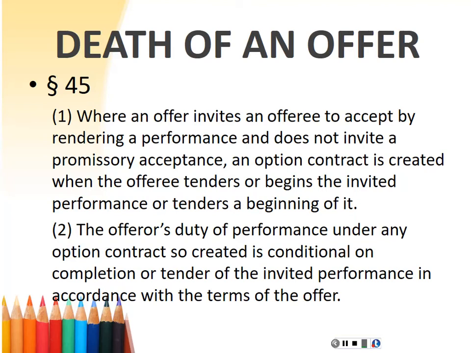Acceptance requires full performance. We don't have full performance. Section 45 tries to lessen the harshness of that determination. Section 45 says when you have a unilateral contract, an option contract is created when the offeree tenders or begins the invited performance. So under Section 45, the idea here is that Simon, the painter, is the beneficiary of an implied option contract when he is painting the walls, even though he's not finished yet. He has an implied option contract that gives him a reasonable amount of time to complete performance.